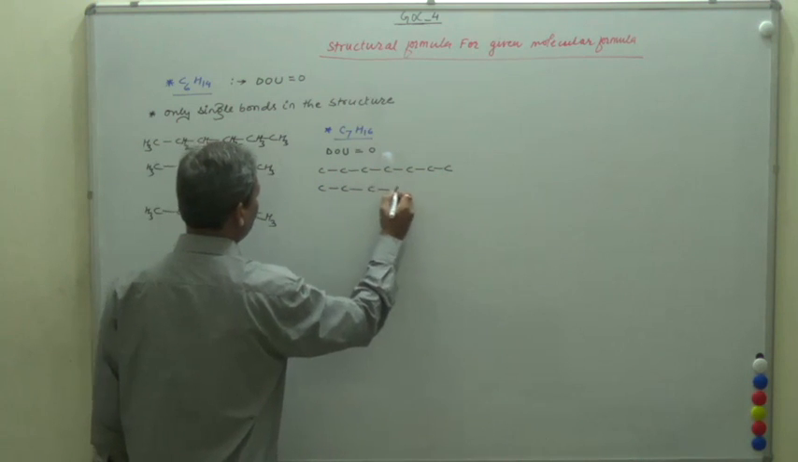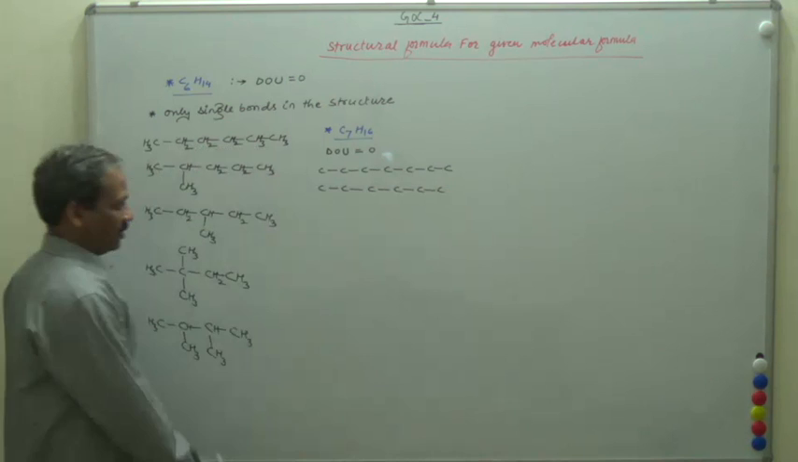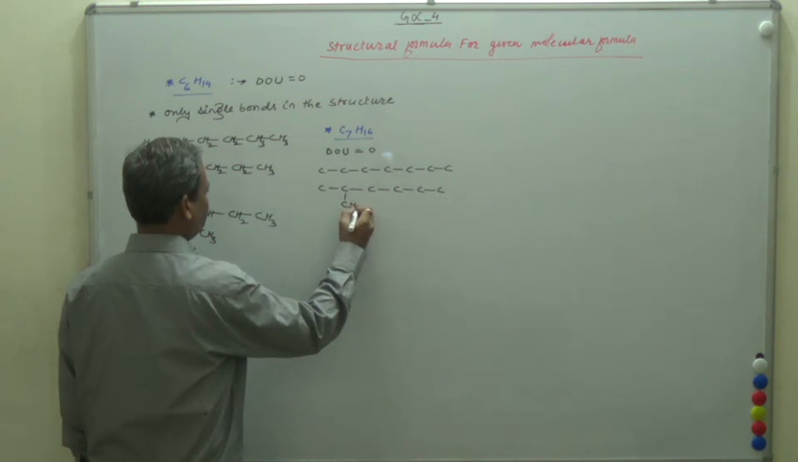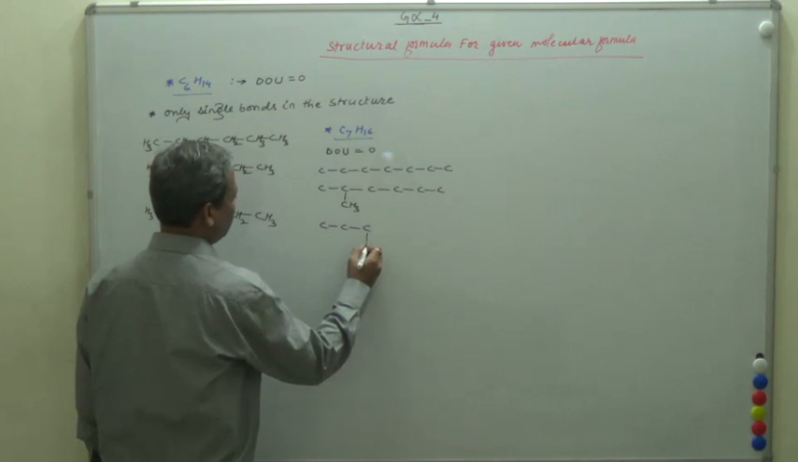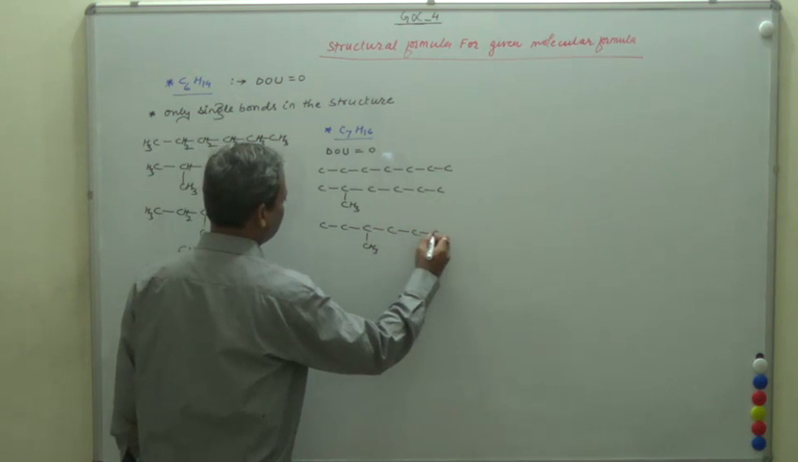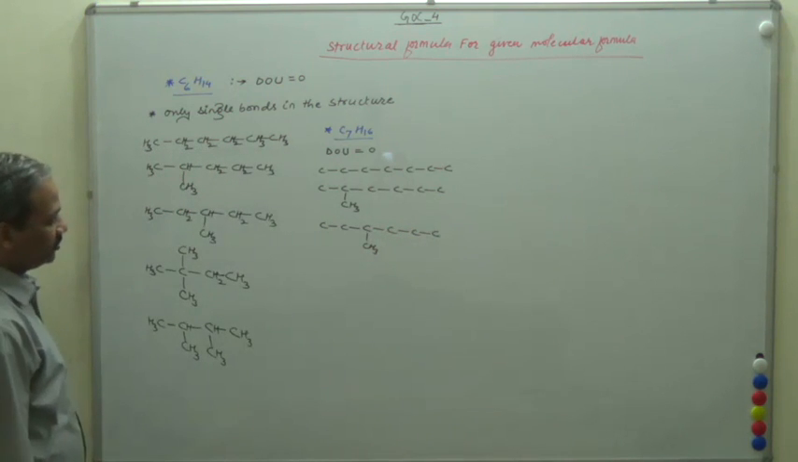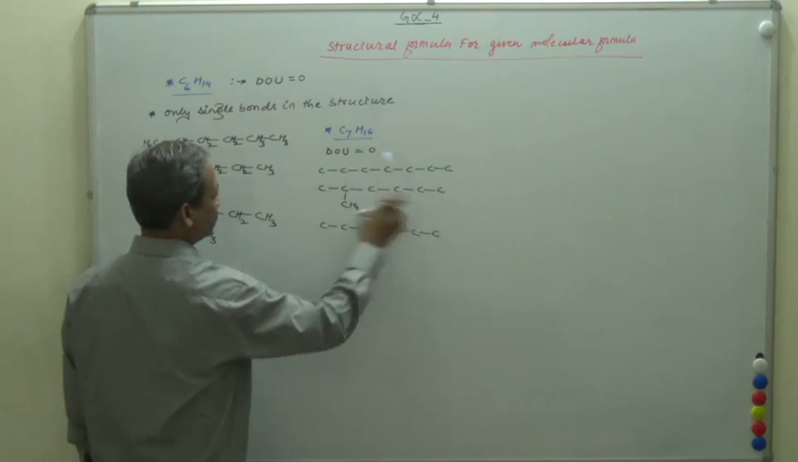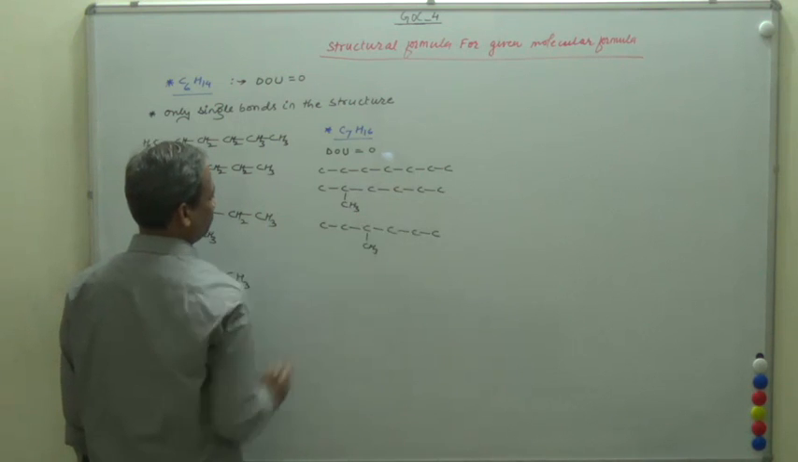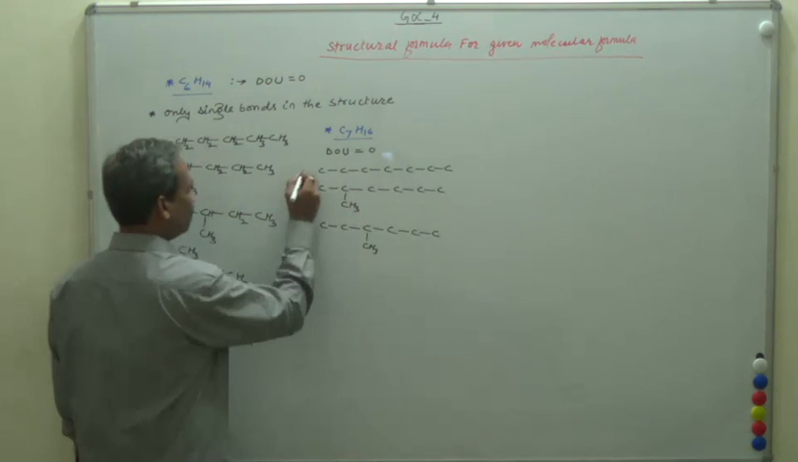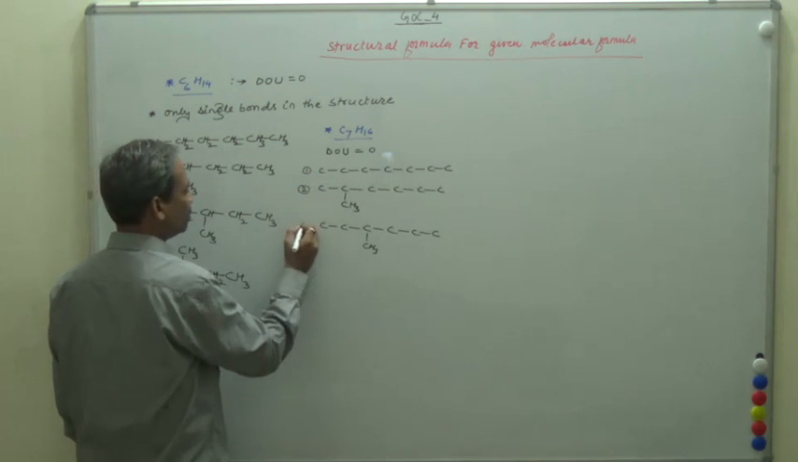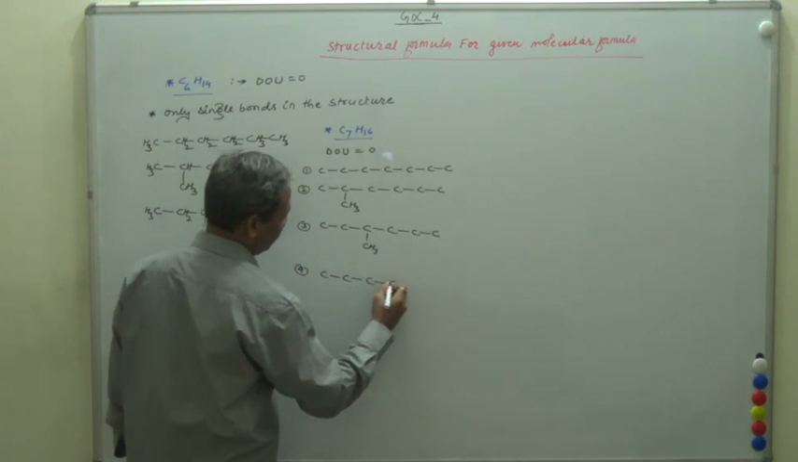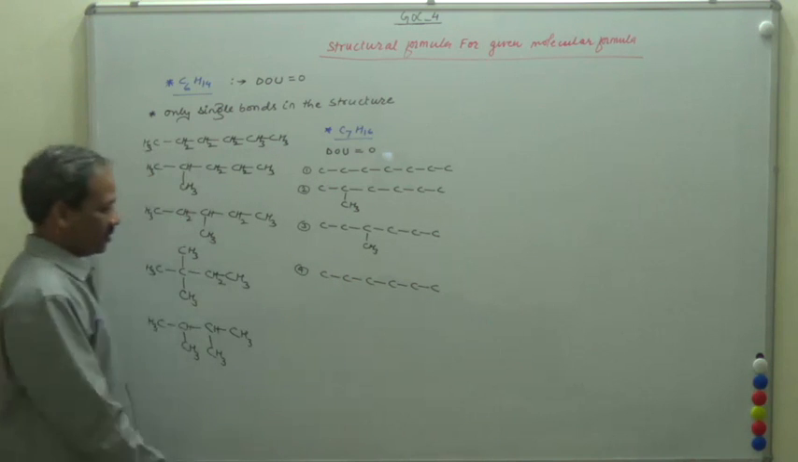In the next structure, the longest chain contains 6 carbon atoms and one of the carbon atoms will be placed as a CH3 side chain. So the CH3 side chain can be placed on one of these 2 positions or one of these 2 positions, because it has 2 types of hydrogen atoms. So this is the first structure, this is the second structure, this is the third structure. In the fourth structure, we will keep the length of the chain at 5 carbon atoms.